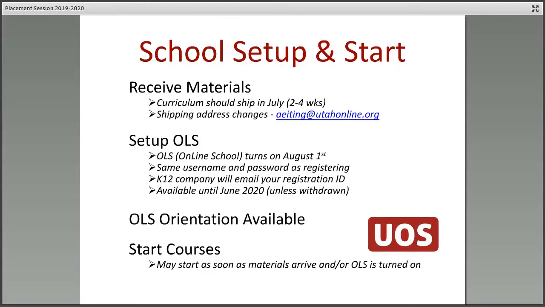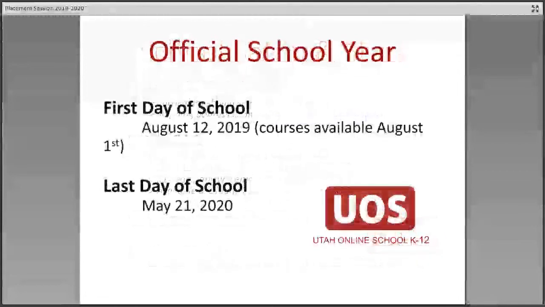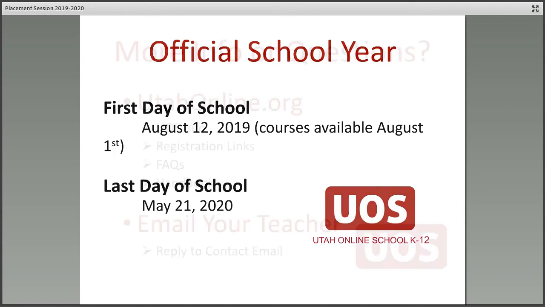Our official school year dates are on this screen. The OLS always turns on August 1st, but our first day of school for Washington County School District is August 12th, 2019. For those of you who live outside of Washington County School District within the state of Utah and may have a later school starting date, you are welcome to go ahead and start when your neighborhood schools start if that is better for your family. The last day of school for Washington County School District is May 21st of 2020.